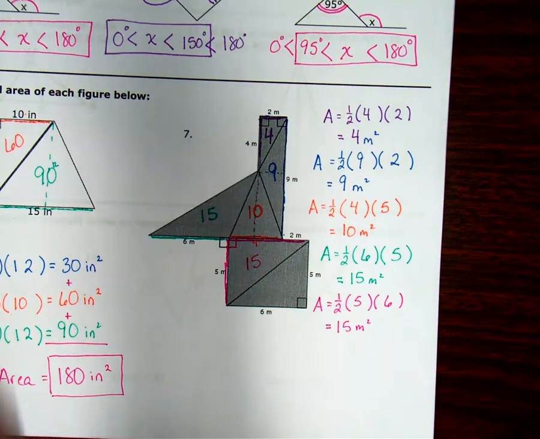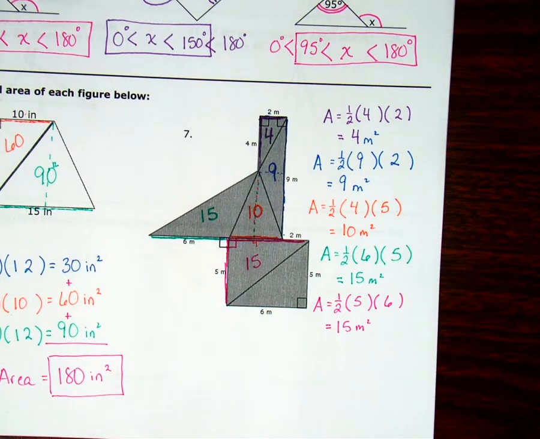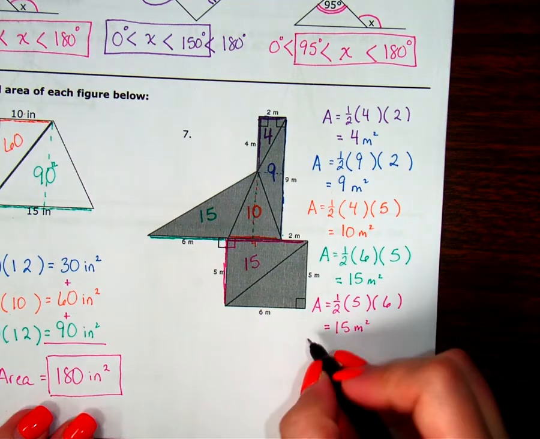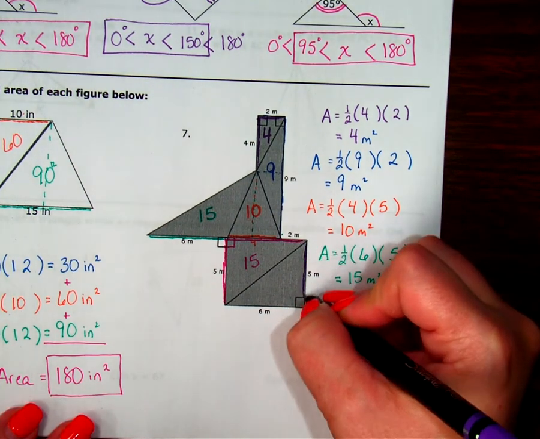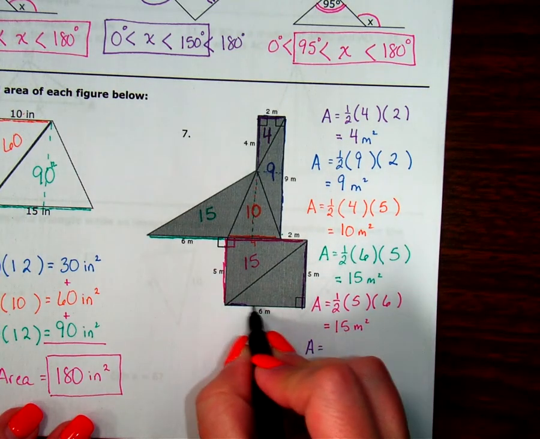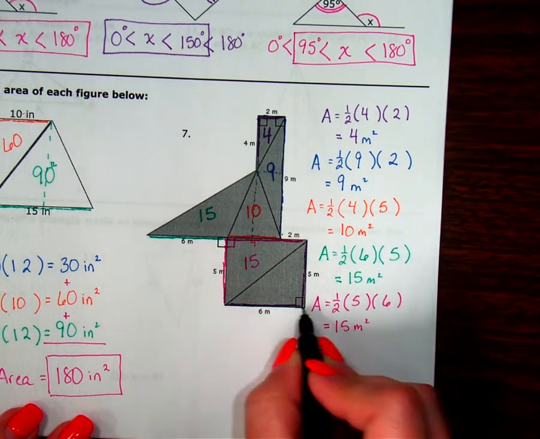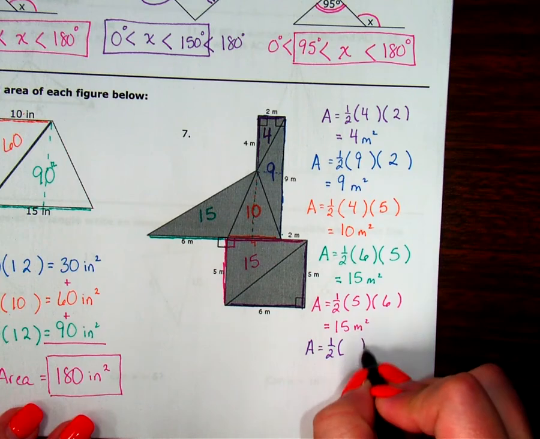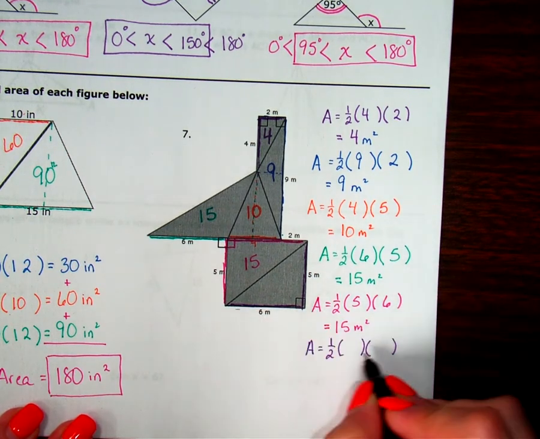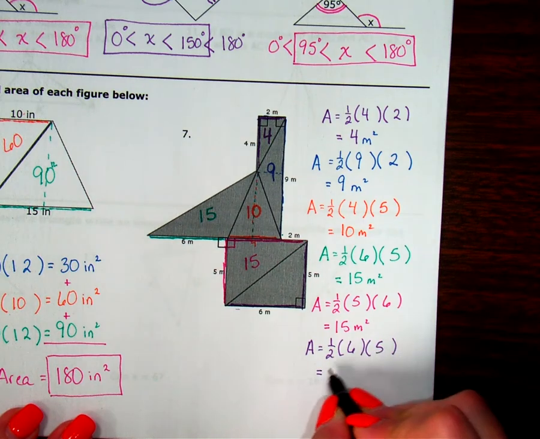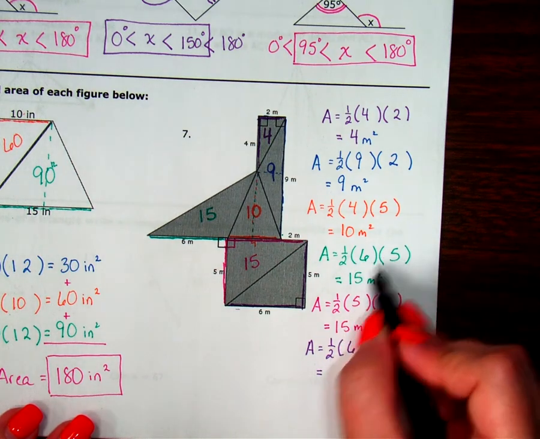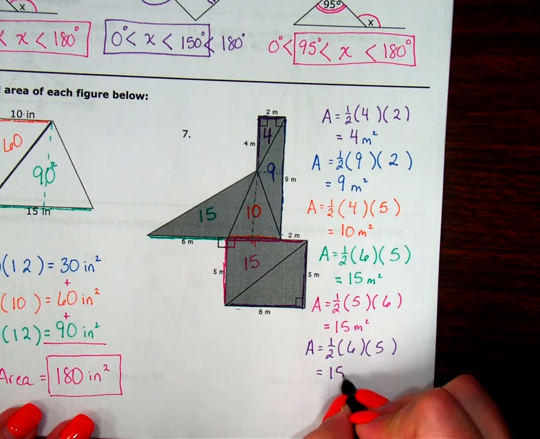And last but not least, that bottom triangle is another right triangle, so that's nice because I know my base and my height come together at this 90-degree angle. So 1/2 base times height. My base is 6. My height is 5. So 1/2 of 6 times 5, well, we've already just done that twice in a row. It's 15 square meters.